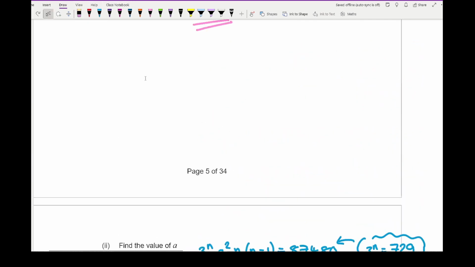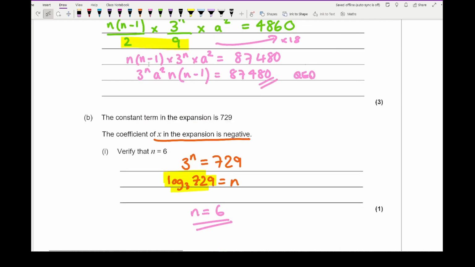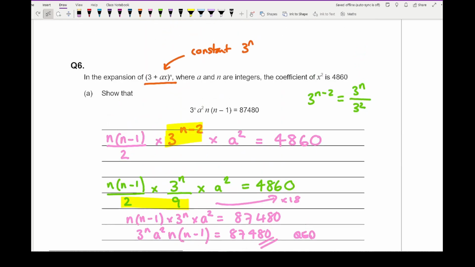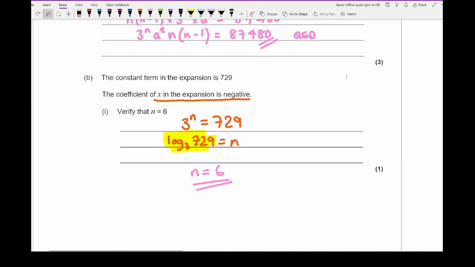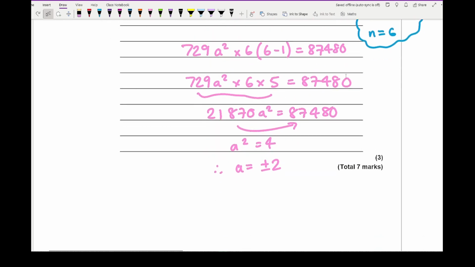If we go back to part B(i), it states that the x expansion is negative. As it says the coefficient of x is negative, however the expansion of x squared is positive, it means we're going to have an oscillating sequence. So it's going to go plus minus, plus minus, plus minus. Because all of the variables are positive, that means that a must be the controlling factor that makes it oscillate. So therefore, the a value must be minus 2. It's really important that you state that, because if you write plus or minus 2, you will lose a mark.